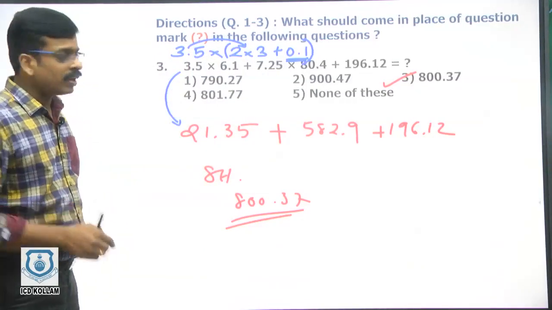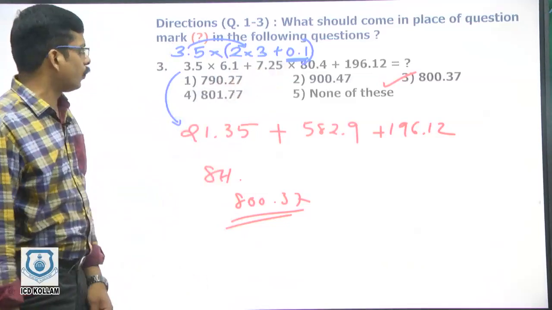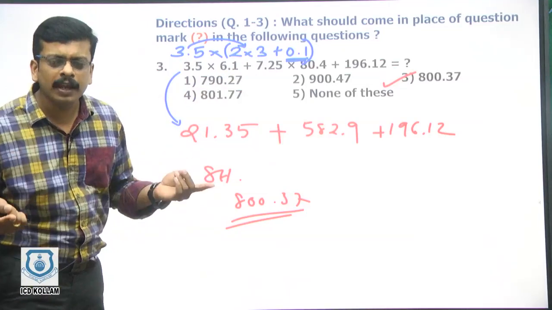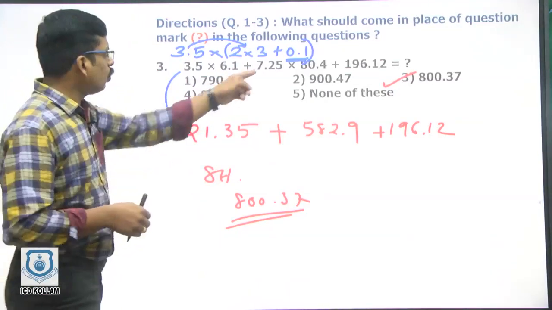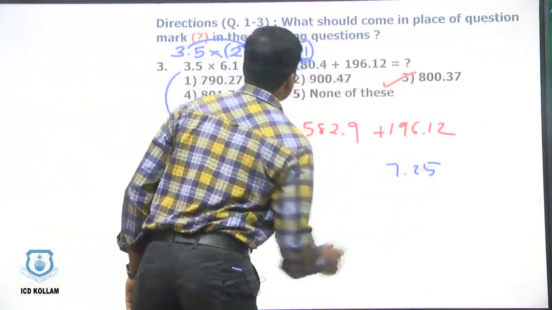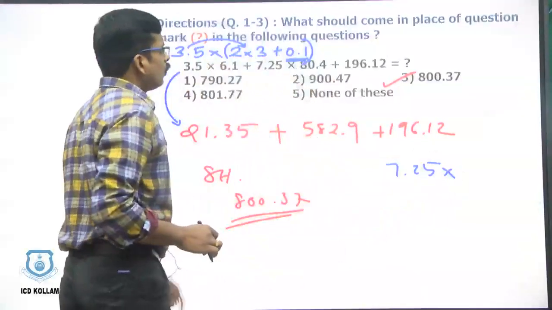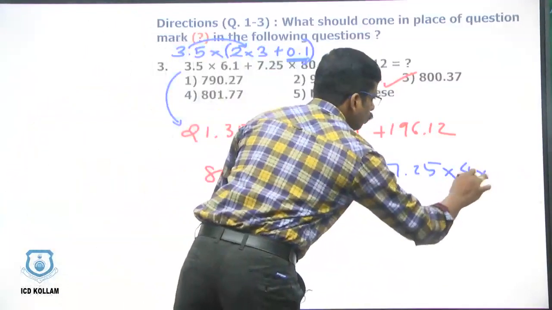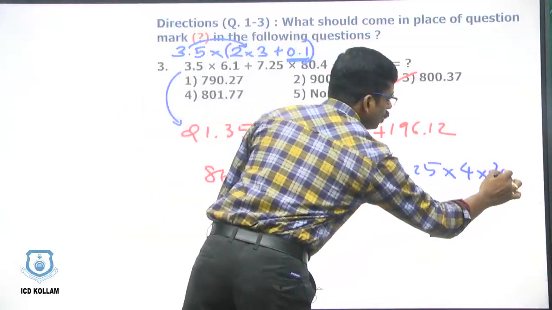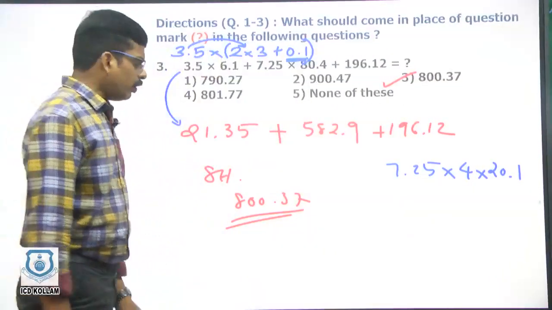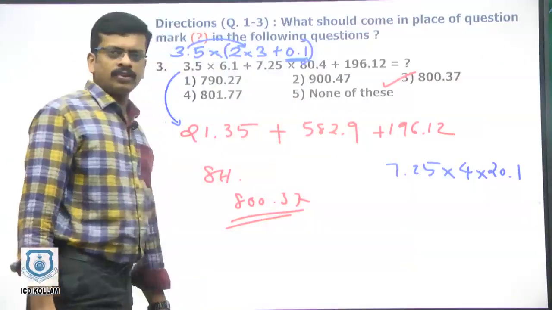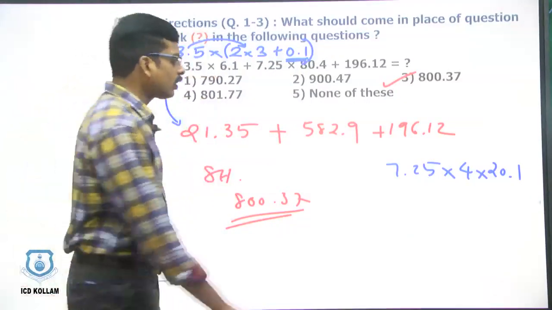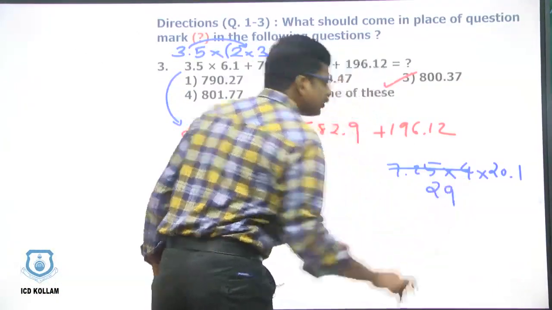So second case, this is 7.25 into 80.4. Wherever a number ends with 0.25, try to multiply it with 4 first. So 7.25 into, from 80.4 I take 4 as common. So 4 into the remaining is 20.1. 4 into 20.1. Now 7 into 4, you know, 28. 28 plus 0.25 into 4, it is 1. So a total together it is 29.